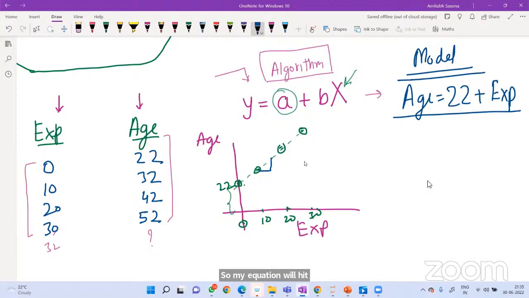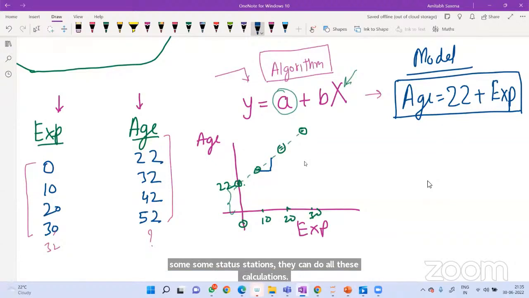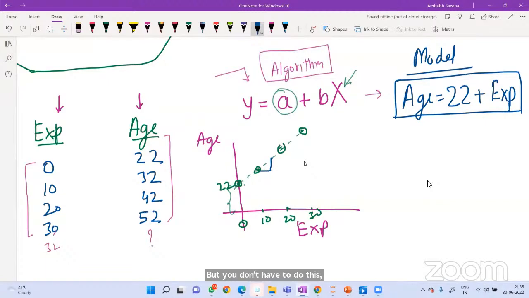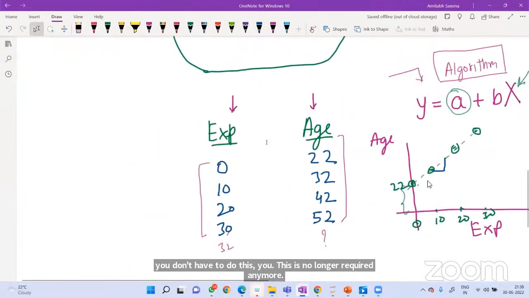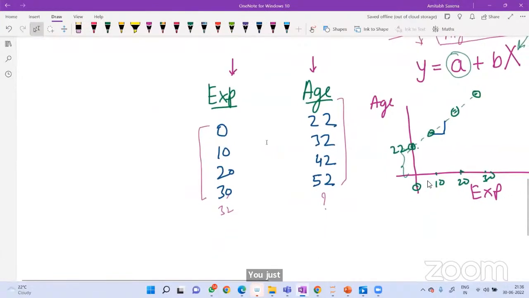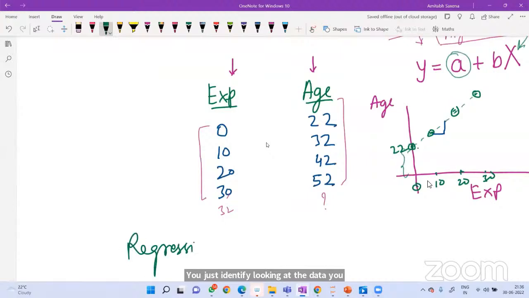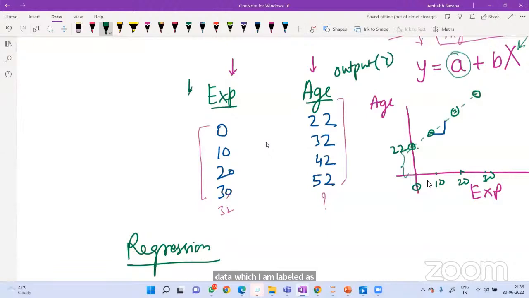Now this took a lot of time. Statisticians can do all these calculations, but you don't have to do this; it is no longer required. Looking at the data, you just identify, oh, this is a regression problem. I have some output data, which I label as Y, and I have certain features. This is a regression problem.